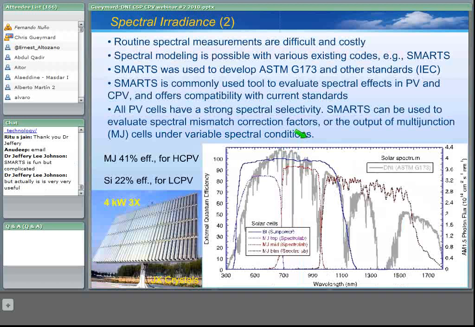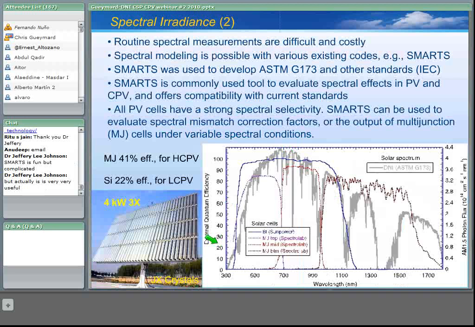Here in this plot, we have the external quantum efficiency of a crystalline silicon cell that can be used for low concentration ratios in CPV. For example, this kind of tracker here has 4 kilowatt silicon-based modules, and also provides a 3 sun concentration. And this is from GX Crystals. So this is the kind of silicon cell they would use.